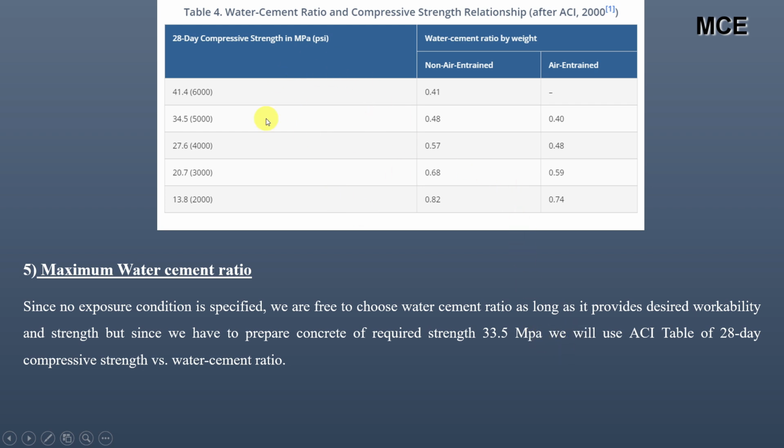We will use this ACI table of 28-day compressive strength versus water cement ratio. For 34.5 megapascal for non-air entrained concrete, the water cement ratio is 0.48, and for 27.6 megapascal compressive strength for non-air entrained concrete, the water cement ratio is 0.57. We have to interpolate between these two values for 33.5 megapascal. So from interpolating between 27.6 and 34.5, we get a water cement ratio equal to 0.49.